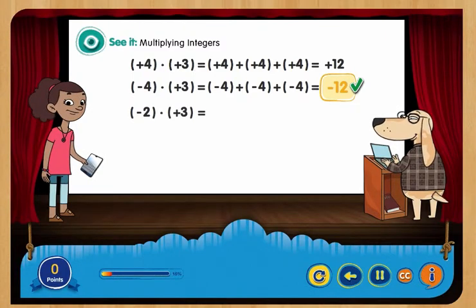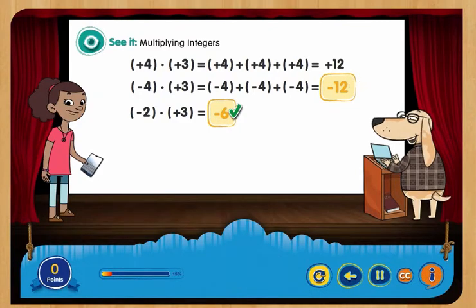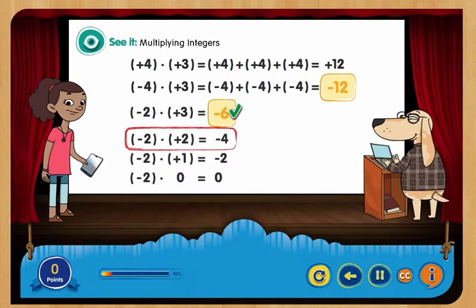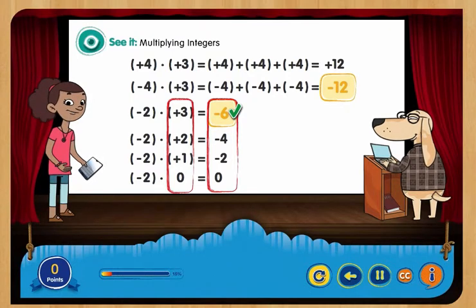Let's observe a pattern. Start with negative 2 times 3, which is what, by the way? And then, negative 2 times 2 is negative 4, and so on. Do you see a pattern? Oh, I get it. Each time you decrease the multiplying factor by 1, the result increases by 2.